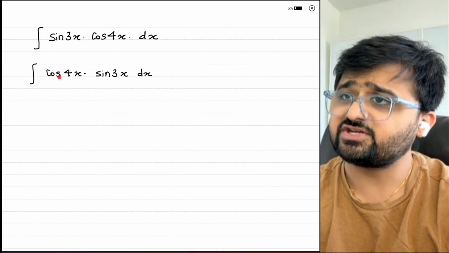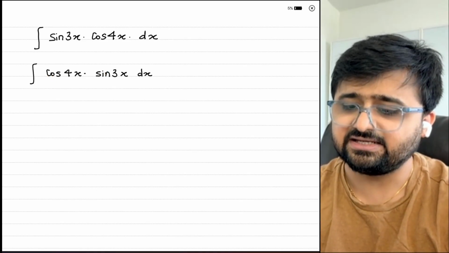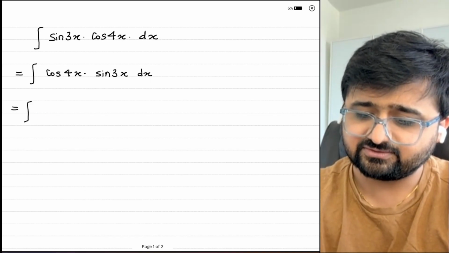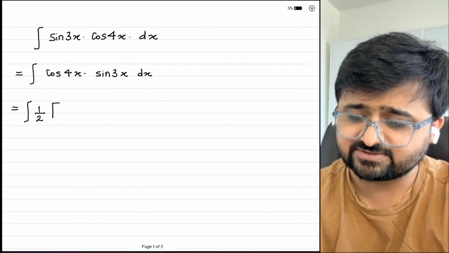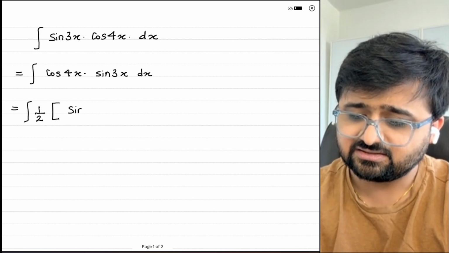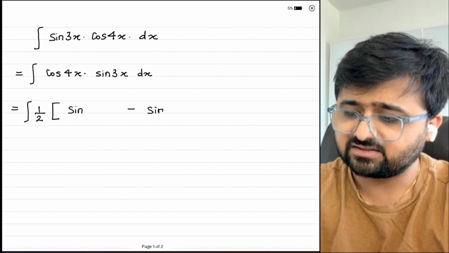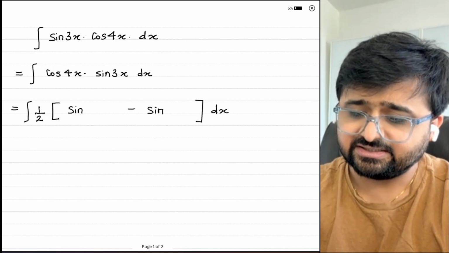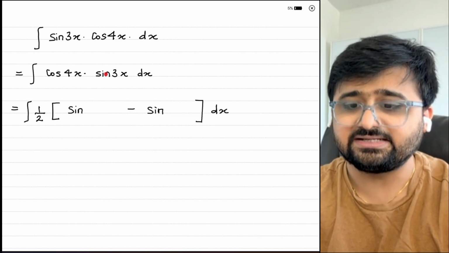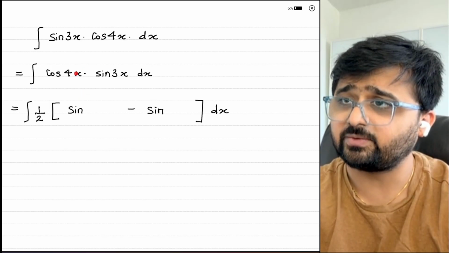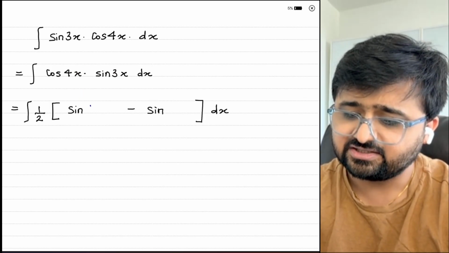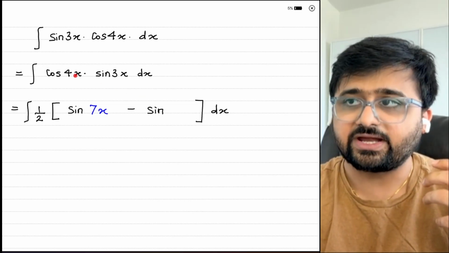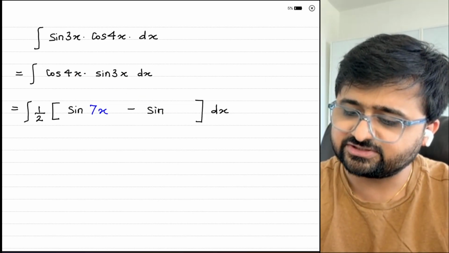Now the combination that I have is cos times sine, and I can just write this integral as, so every formula starts with a half. So let's just write it as half, let's put a bracket, sine minus sine, and that's the formula with respect to x. Remember that in the first term, it's always addition of two angles, 4x plus 3x, which will become 7x. And in the second term, it is always difference of the two angles, 4x minus 3x, which is 1x.